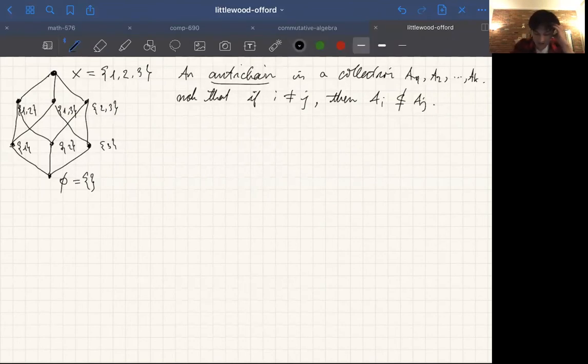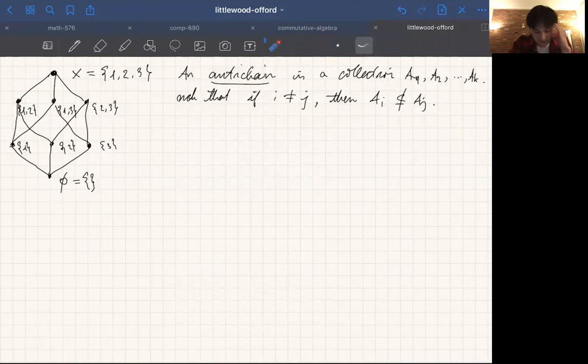Okay, it's a somewhat more complicated definition, but it's a really simple concept. It's the opposite of a chain. So it's a set of points where no two of them are comparable. So like this, that's not an antichain, right? Because this guy is contained in that guy, right? But this would be an antichain. That's fine. And like we said before, this is actually an antichain, right?